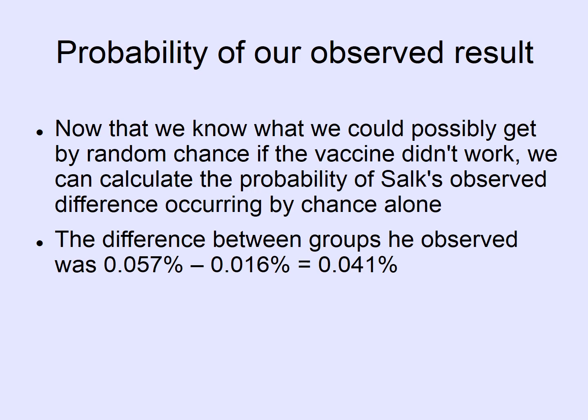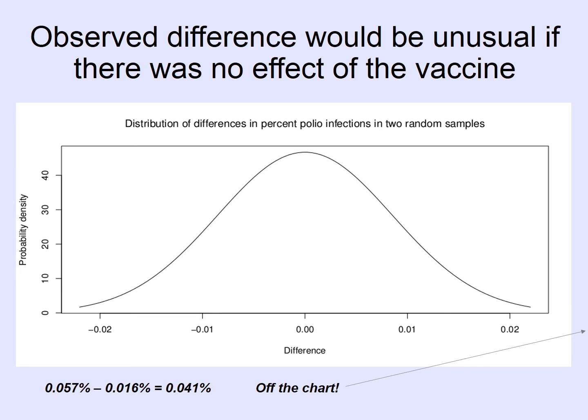That's what I'm asking. So the difference that Salk got between these two groups is 0.041%. Remember, 0.05% for the unvaccinated minus the 0.016% for the vaccinated kids. So that was the real experimental data. Back to my null distribution, it is way off to the right of that curve. Do you think the probability is low over there?